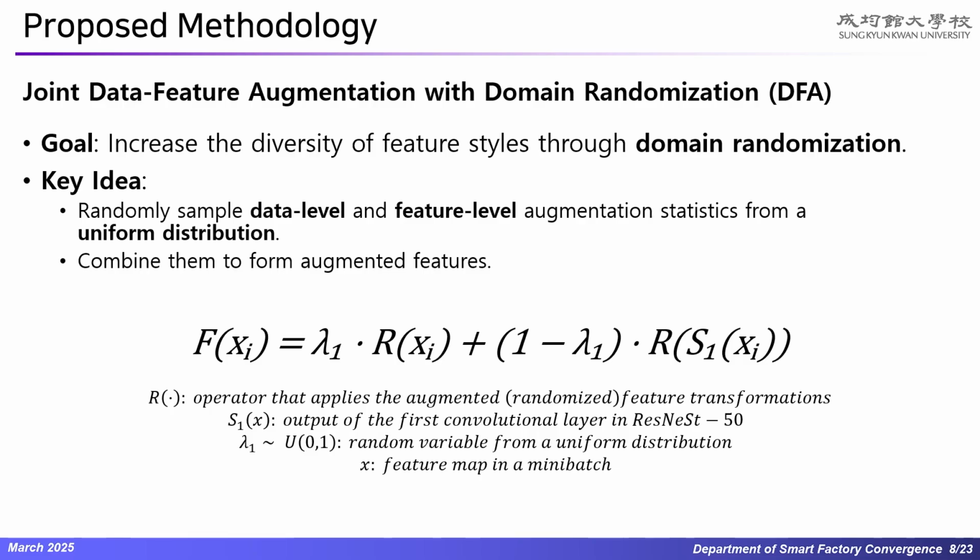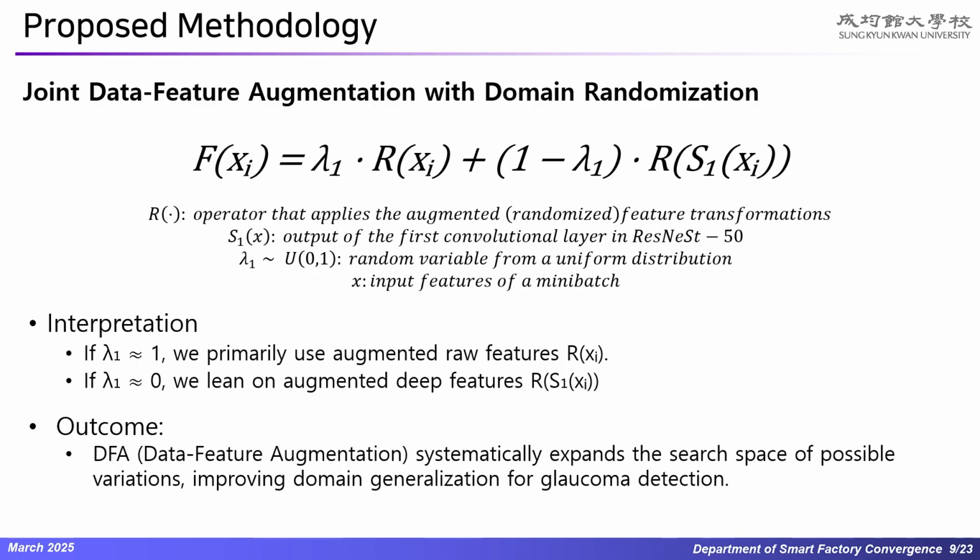It's actually easier for me to explain this through the formula, and in the following slides we'll also see more formulas explaining other components. I'll try my best to go through these formulas as simply as possible so we can understand things intuitively. So, here we can see the formula. The whole idea here is to output augmented features that are good for domain generalization. R here is an operator that applies augmented feature transformations, basically an augmenter.